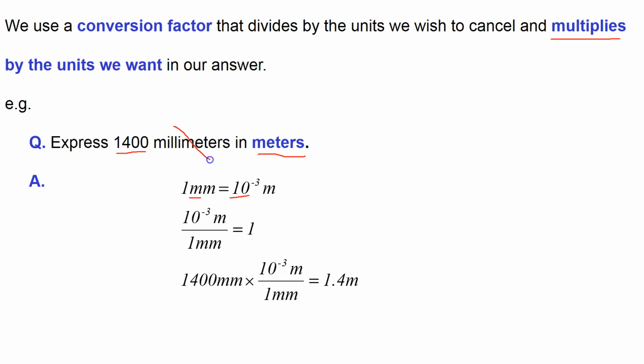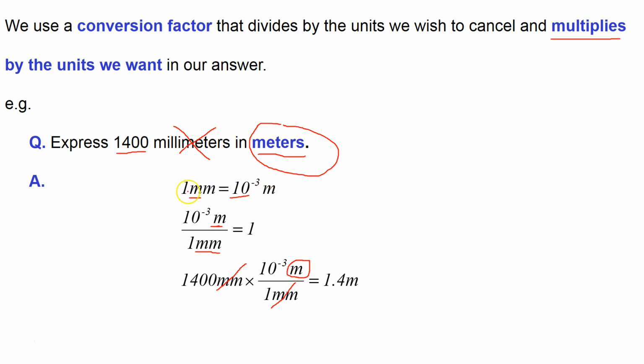And in this case, I want to get rid of millimeters and I want to end up with meters. So I need to make certain that my conversion factor has millimeters on the bottom line and meters on the top line. So now I can see that 1400 millimeters, I'm going to multiply this by my conversion factor, and what's going to happen is my millimeters will cancel out, leaving me with my meters. So that's really it. That's how we do this, right?